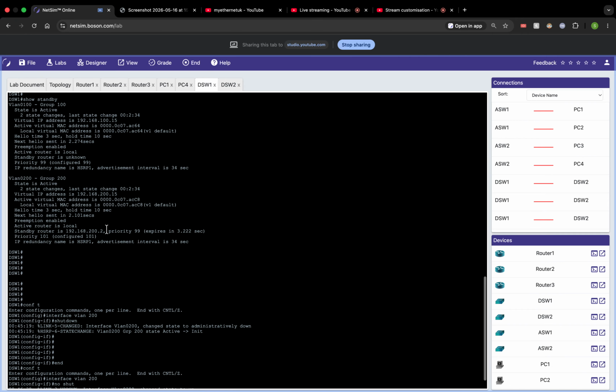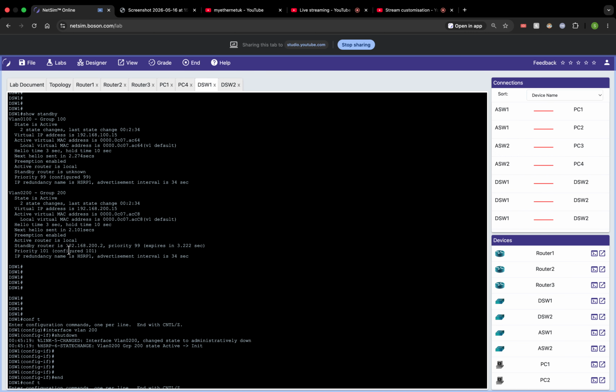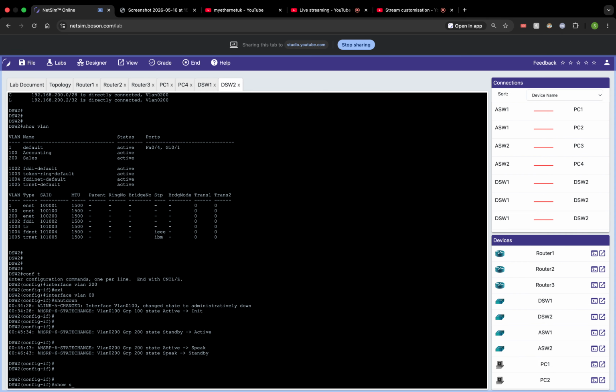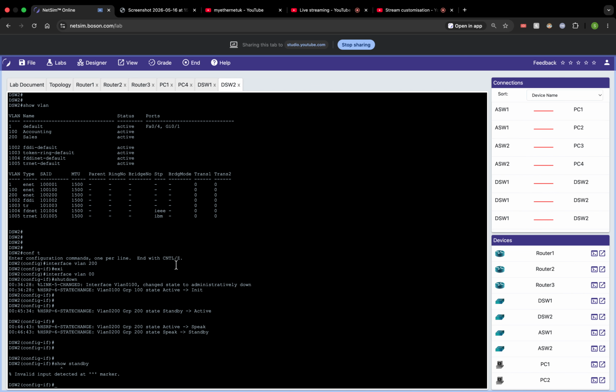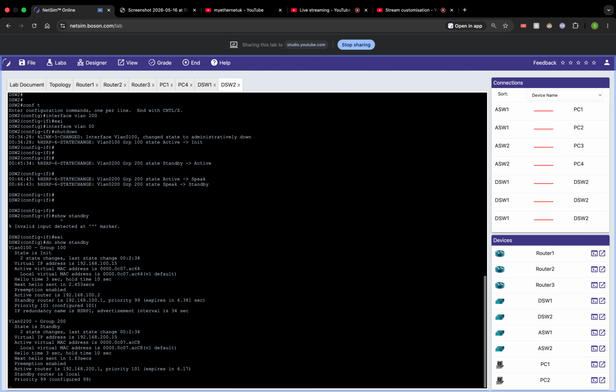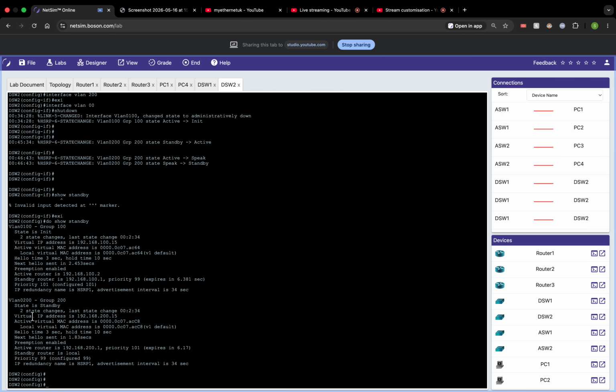VLAN 200 is disabled on there, and we can see preemption happened. DSW1 is kicked out of that role and DSW2 has taken over. We can see it has transitioned to the active state. This means DSW2 is now the active router for VLAN 200.